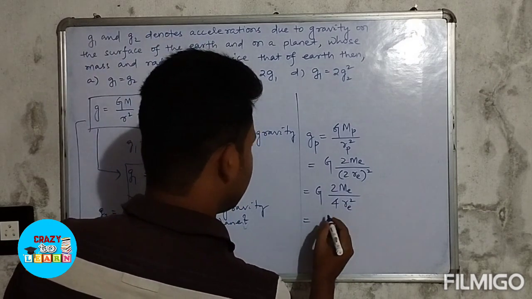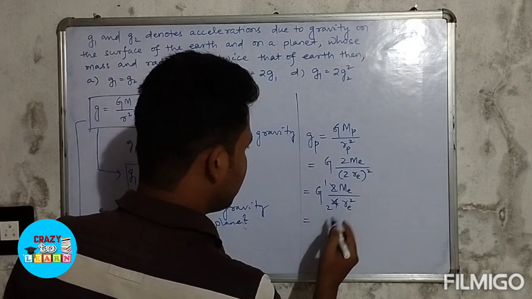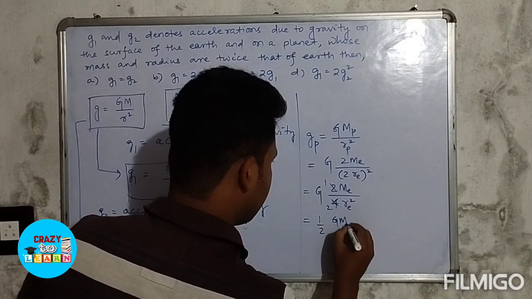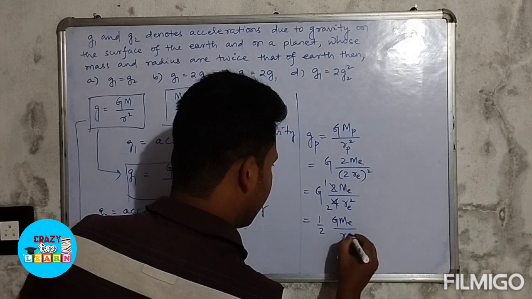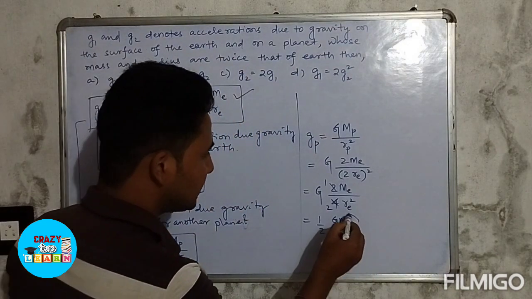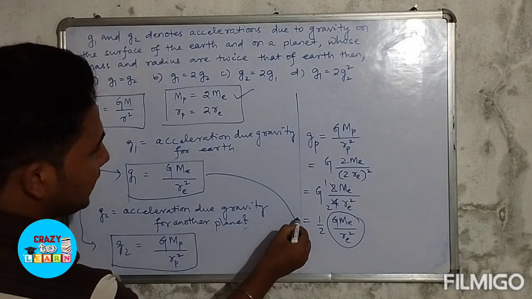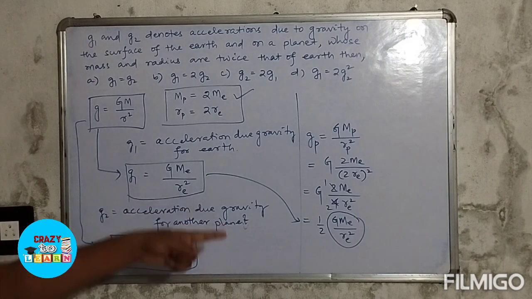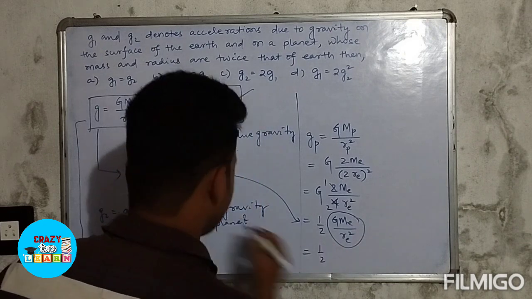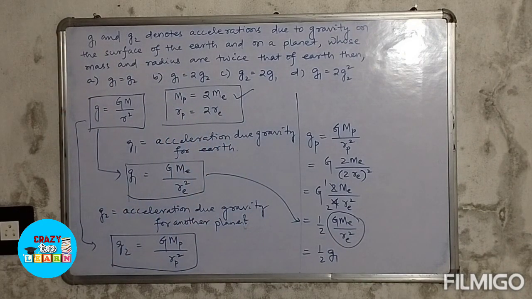So what will you get? Just 2 by 4. When we cancel, we will get 1 by 2. So take half outside, we will get half capital G Me divided by Re square. If you observe, you can find what this capital G Me by Re square is. Just relate it. This value is equal to G1.